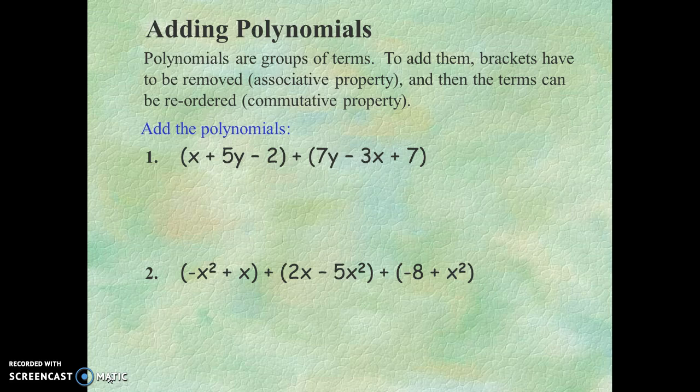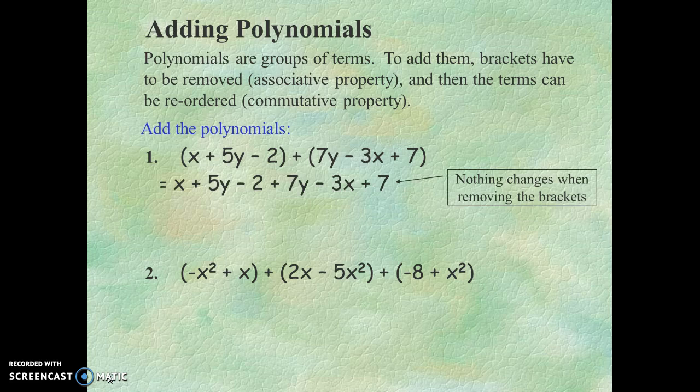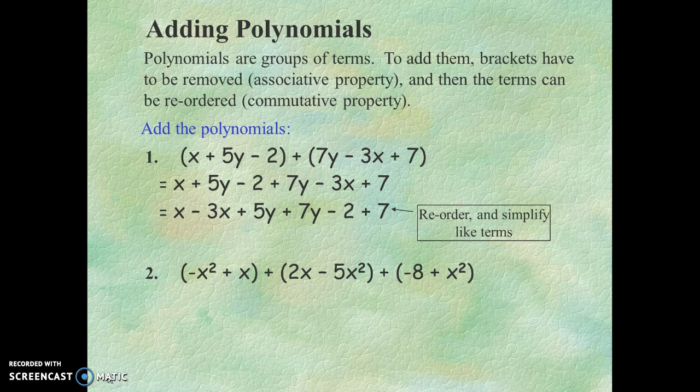We want to add these polynomials. Right away, there are brackets around them. There's two trinomials being added. We can remove the brackets, nothing changes, right? And then you have to match up the like terms. Now, we can reorder the terms this way, or later on, we'll be just skipping that step. We can put the x and the negative 3x together, the 5y and the 7y together, and the negative 2 and the 7 together to give us the trinomial.